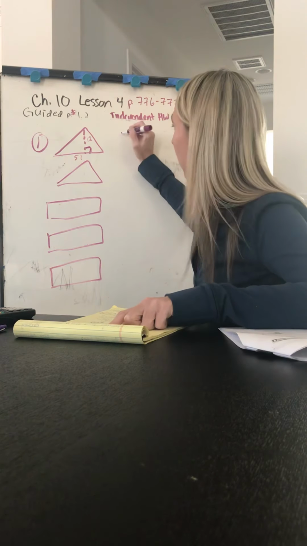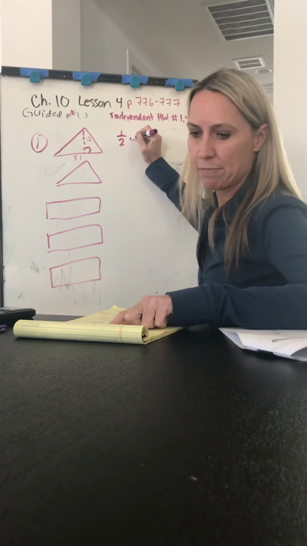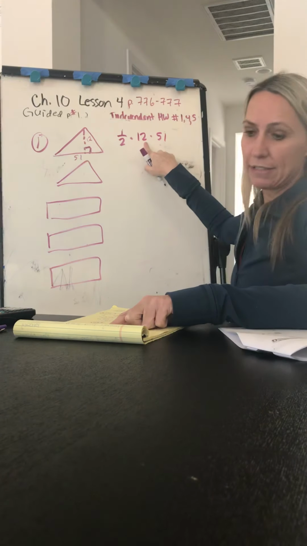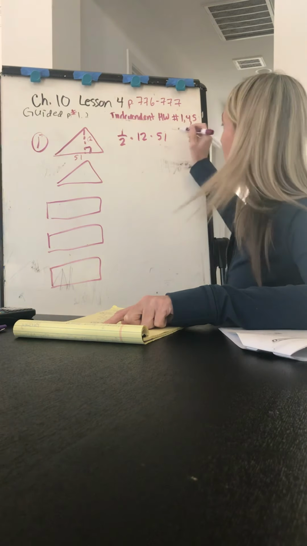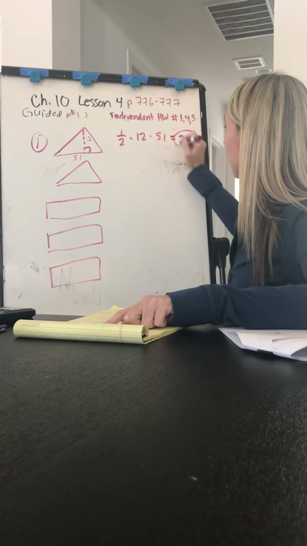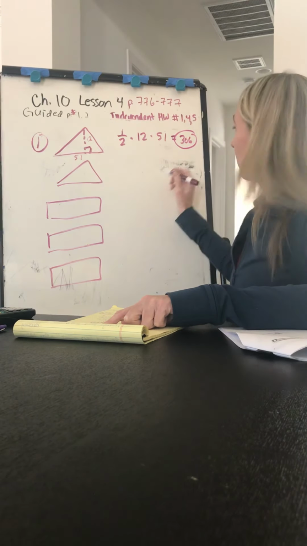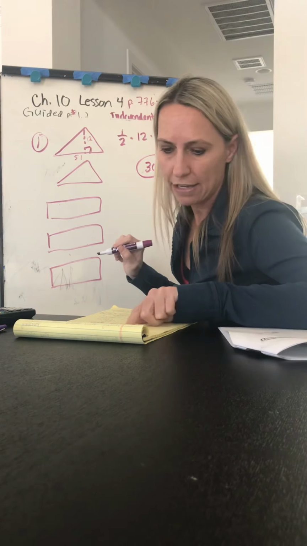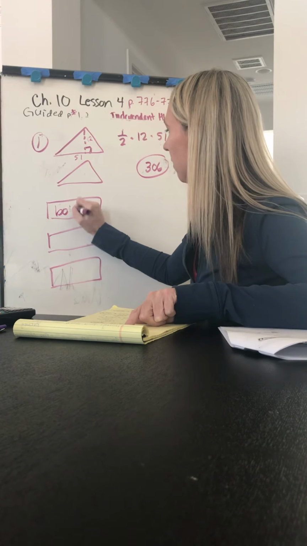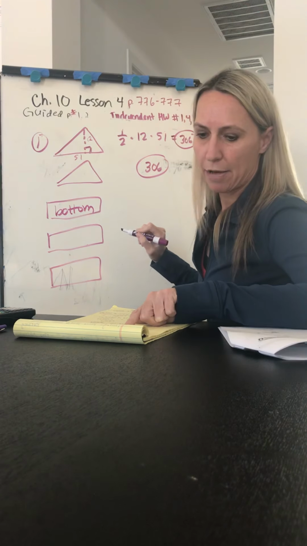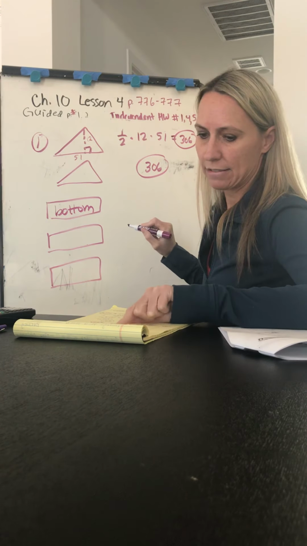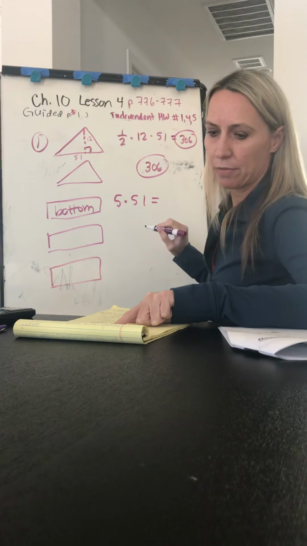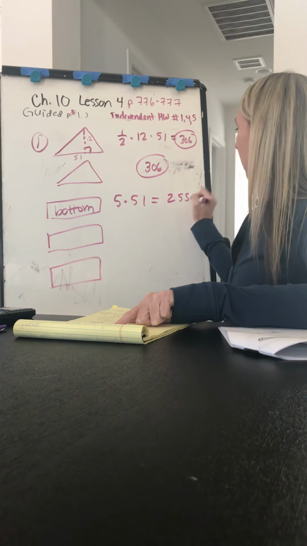So we're gonna do 1/2 times 12 times 51, and 1/2 of 12 is 6, and then 6 times 51 gives me 306. And these 2 triangles are gonna be the same, so this one's gonna be 306. And then the bottom, let's start with the bottom. I have, let's see, 5 times 51, which gives me 255.